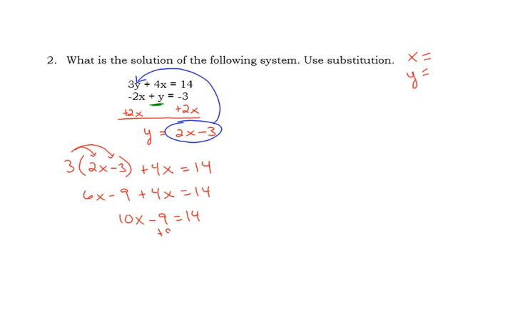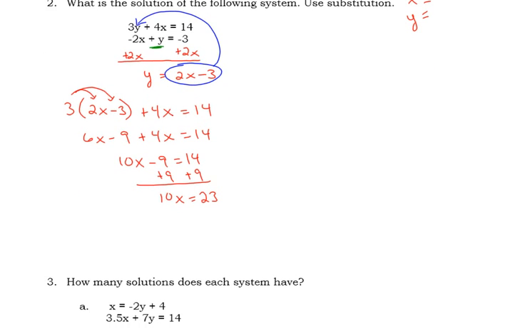Add 9 to both sides. So 10x is 23. Divide both sides by 10. So x is equal to 2.3.